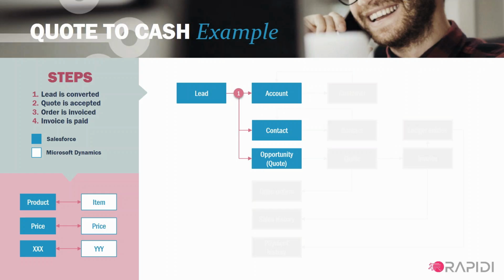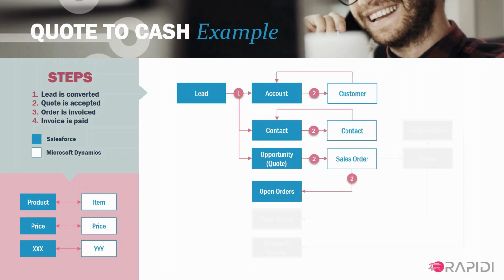Rapidi will detect that, and we will create the customer inside of Microsoft Dynamics if the customer does not already exist. If you want to have contacts, we will synchronize the contacts into Microsoft Dynamics, and the quote that you have made in Salesforce will be converted to a sales order inside of Microsoft Dynamics. If you are not using sales orders, but you want to send an invoice right away, then that step, of course, can be skipped.